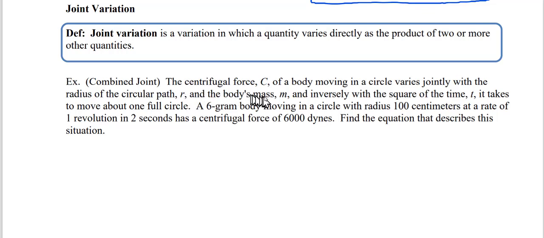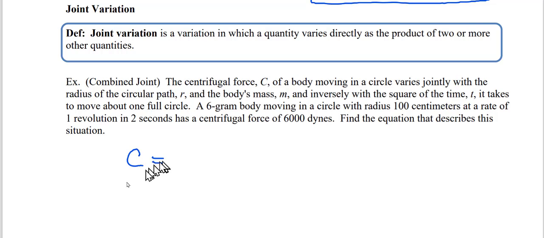The centrifugal force, C, of a body moving in a circle varies jointly with the radius of the circular path and the mass of the body, and inversely with the square of the time, T, it takes to move about 1 full circle. Okay.